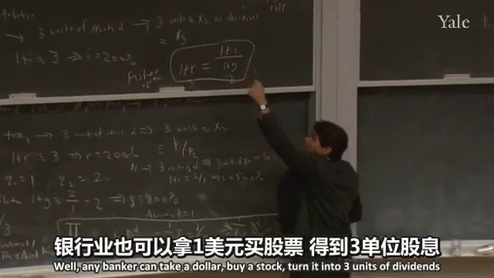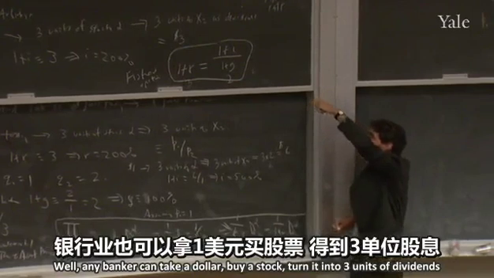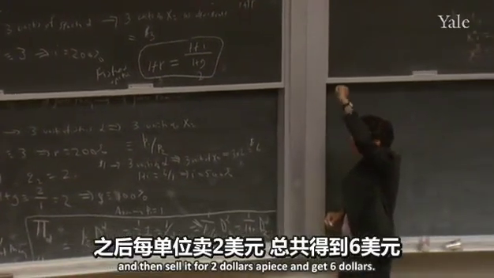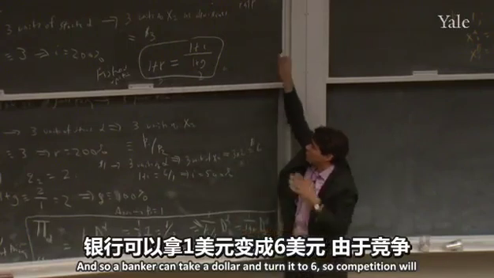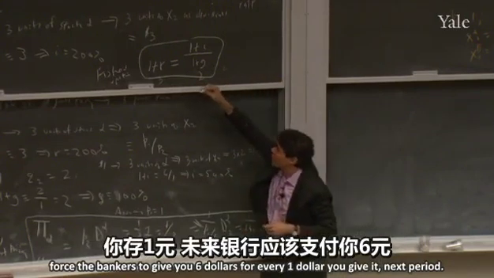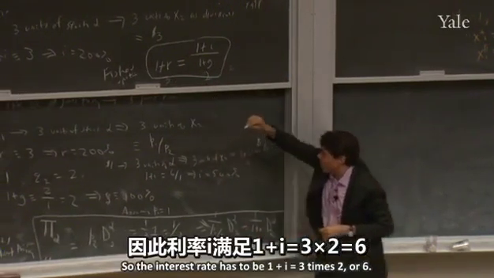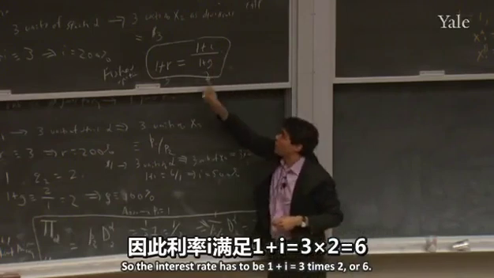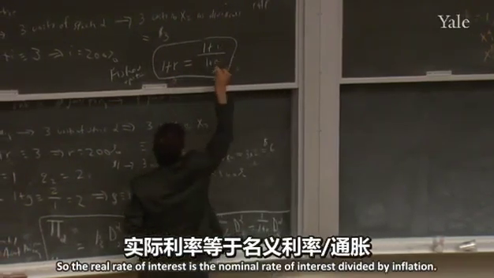Well, any banker can take $1, buy a stock, turn it to 3 units of dividends, and then sell it for $2 a piece and get $6. And so a banker can take $1 and turn it to $6. So competition will force the bankers to give you $6 for every $1 you give them next period. So the interest rate has to be 1 plus I equals 3 times 2, or 6. So the real rate of interest is the nominal rate of interest divided by inflation.